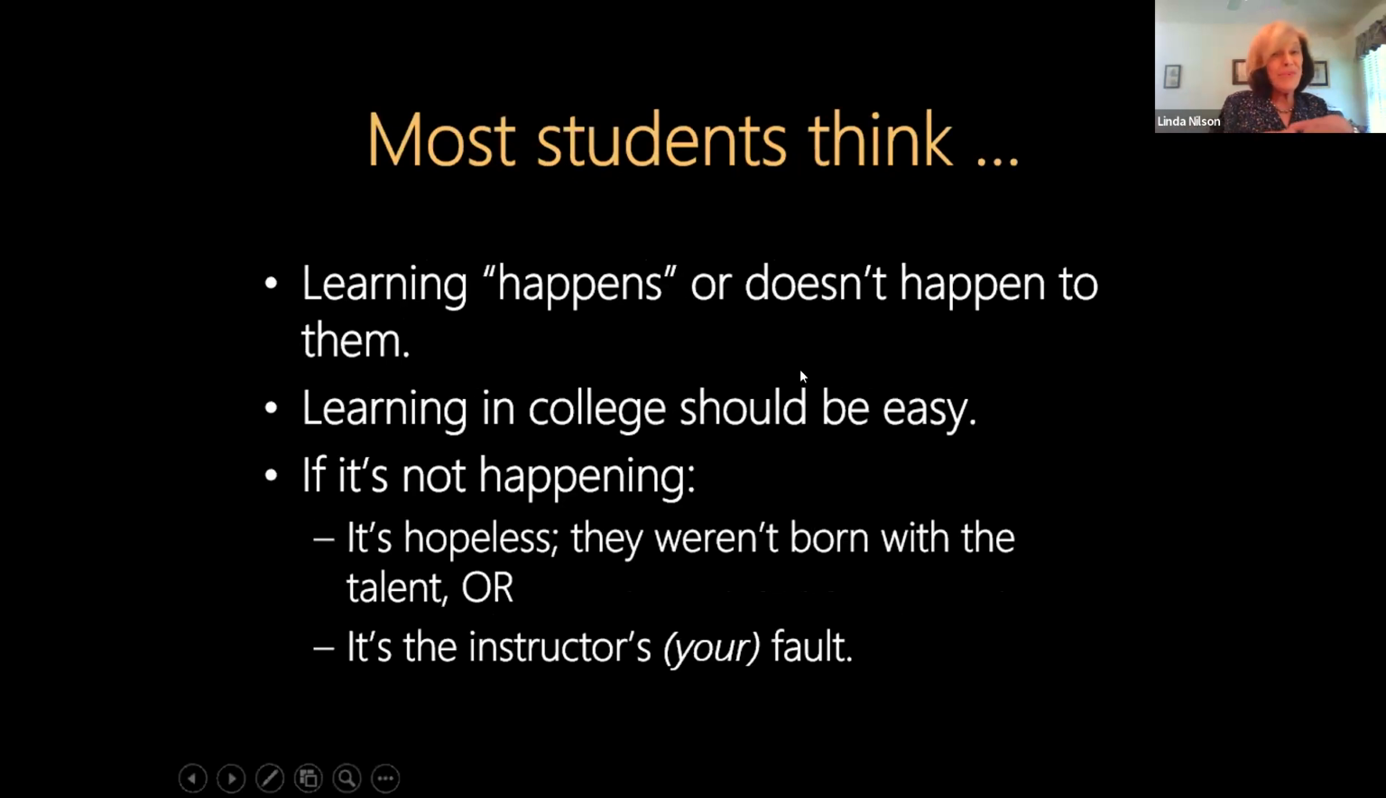Now, here's unfortunately what most students think about learning. They really don't know what's involved. They think it kind of happens to them or doesn't happen to them, sort of like the weather. And it's passive learning. There's no such thing as passive learning. And furthermore, they think that learning in college should be easy because it was in the past, or they wouldn't be in college, right? And furthermore, if it's not happening, well, it's hopeless.